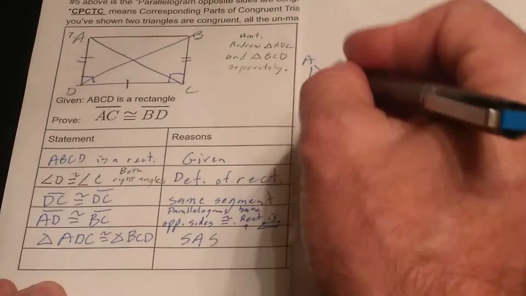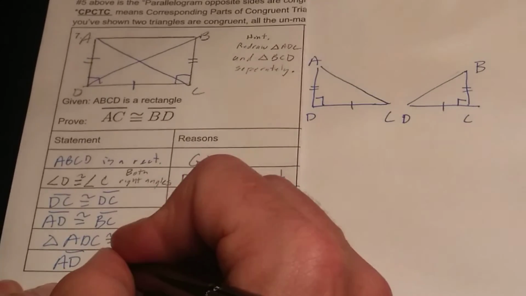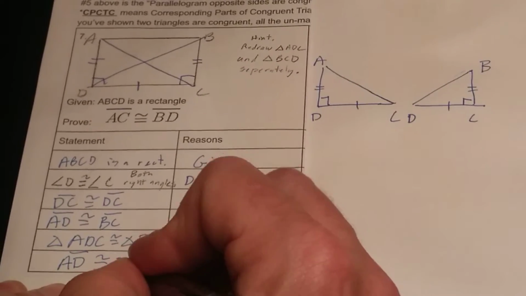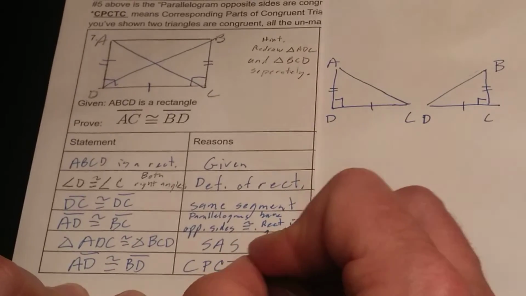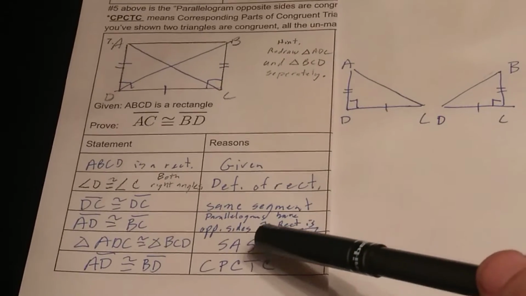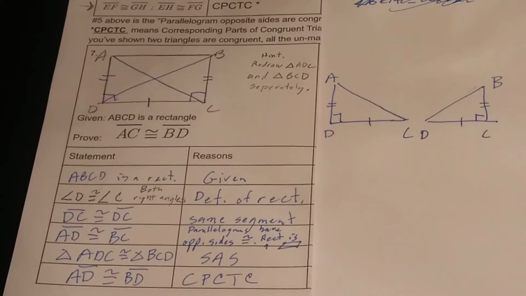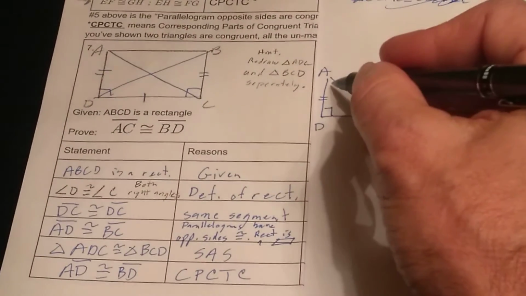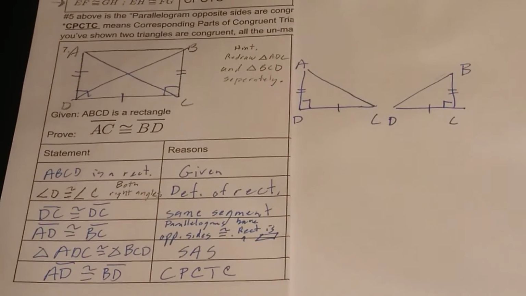And then finally, we say, oh, now that I know the triangles are congruent, I know AD is congruent to BD because of corresponding parts of congruent triangles are congruent. And once again, what all that says is once I know the triangles are congruent, which I just proved, I know the other unmarked matching parts are congruent. I know those two are congruent. I know that A and B are congruent. I know that C and that D are congruent.